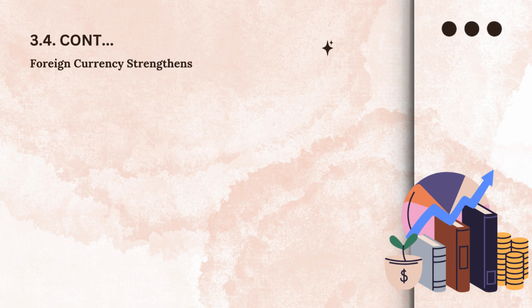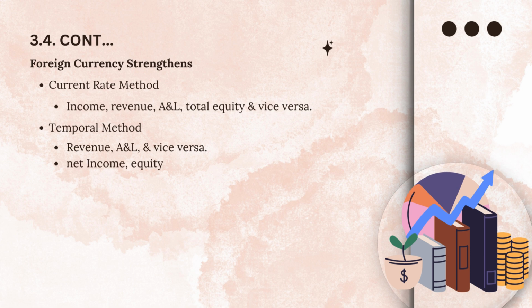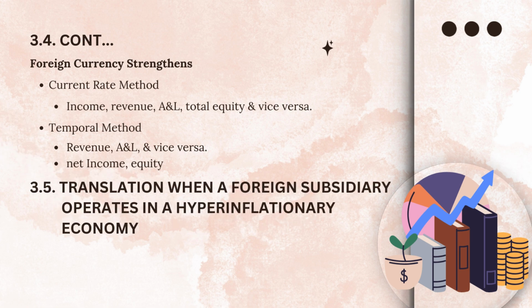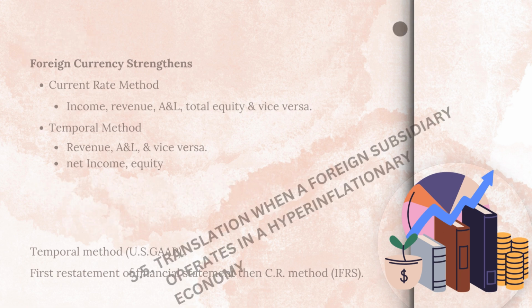Foreign currency strengthens. Current rate method: income, revenue, assets and liabilities, total equity, and vice versa. Temporal method: revenue, assets and liabilities, and vice versa. Net income, equity. 3.5 Translation when a foreign subsidiary operates in a hyperinflationary economy. Temporal method, U.S.GAAP. First restatement of financial statements, then CR method, IFRS.